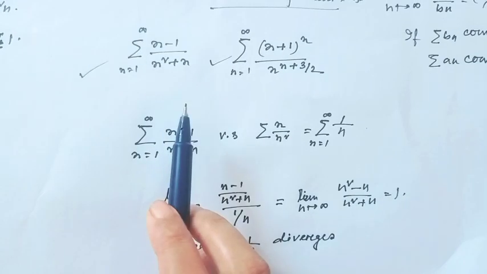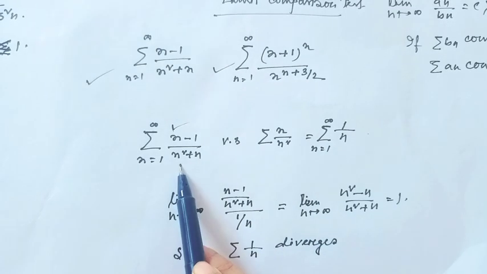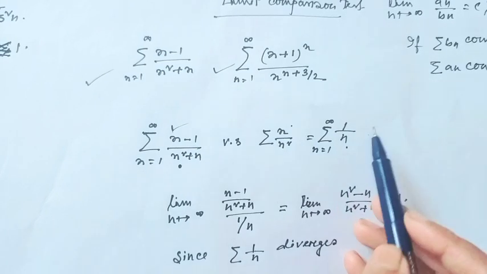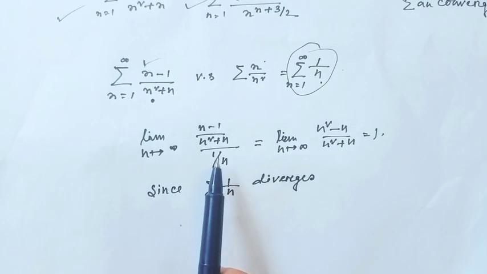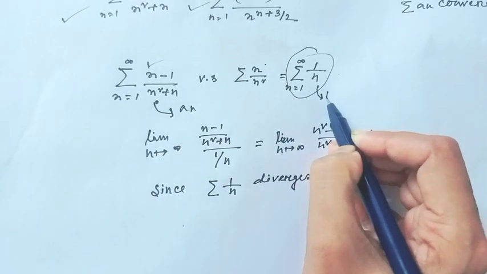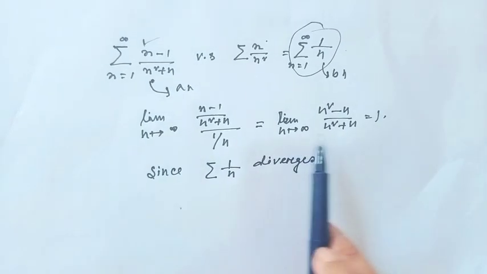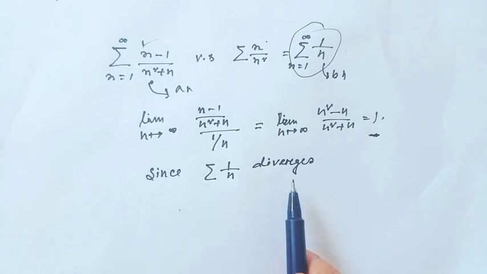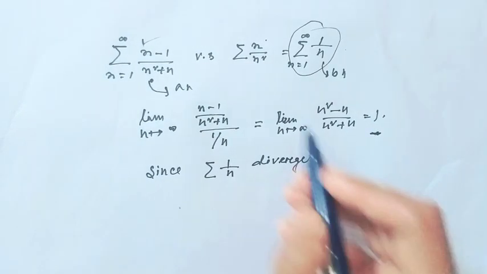First, compare this series with 1 over n, since n squared over n squared is like 1 over n. Compare this series as 1 over n, and then the limit as n goes to infinity. Consider this term as an and this term as bn. Then the limit as n goes to infinity of an over bn equals, applying the limit, 1. Since the series 1 over n is divergent, our given series is also divergent. Okay.